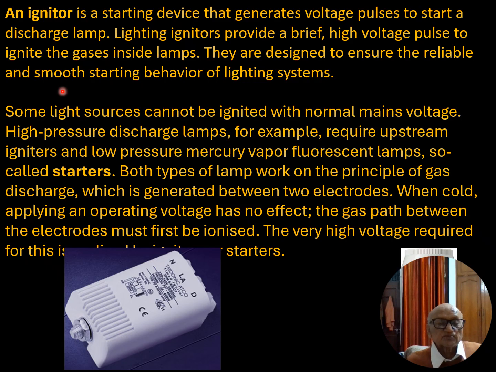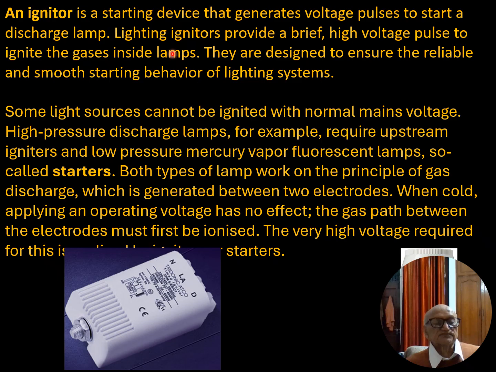Friends, certain types of electrical luminaries need an igniter. First let me define it. An igniter is a starting device that generates voltage pulses to start a discharge lamp. We'll discuss what are discharge lamps, different types. One is sodium discharge and some other metal halide systems. The lighting igniters provide a brief high voltage pulse to ignite the gases inside the lamp.